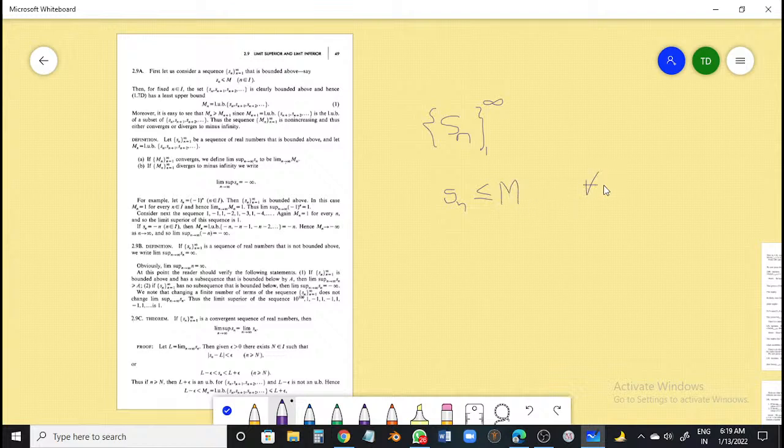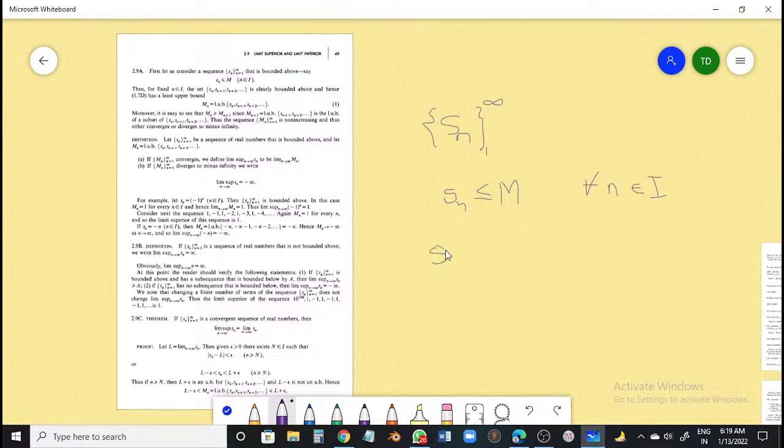I mean, for all n belonging to the natural numbers, right from the first term, S1 is less than M, S2 is less than M, likewise. So all the terms are smaller than some fixed value M, then we know that it is bounded above. So what we are going to do is, term-wise we are going to define their upper bound, least upper bound. So let us go on dealing with terms.